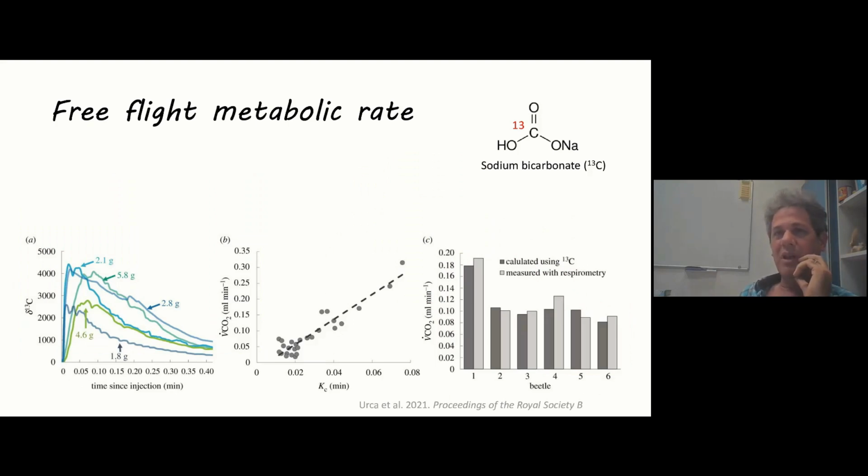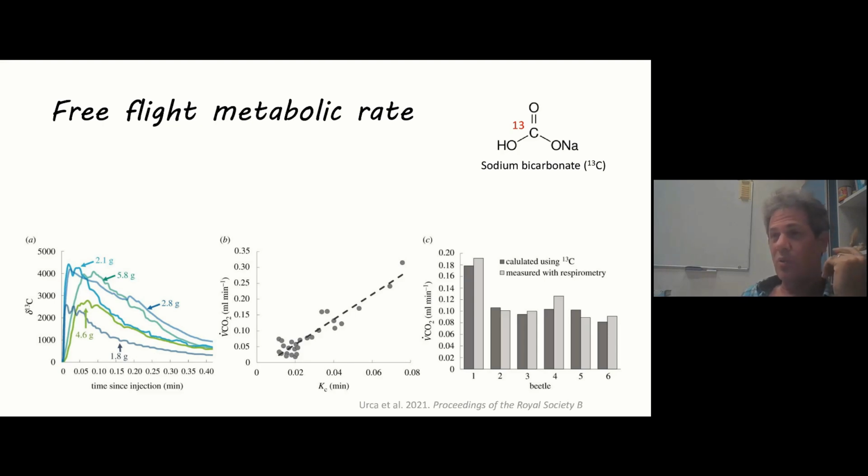Here on the left, you can see the curve that you get of the delta C13 after injecting the sodium bicarbonate. So after a few minutes, it's getting even in all the body, and you get the peak, and then you get the depletion of the bicarbonate as carbon dioxide from the body of the insect. You can calculate the rate of the depletion of the bicarbonate and plot it against the known metabolic rates of the insect and calculate the metabolic rate.